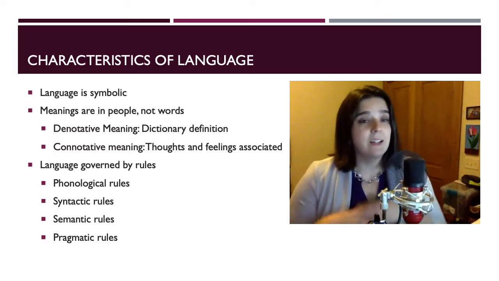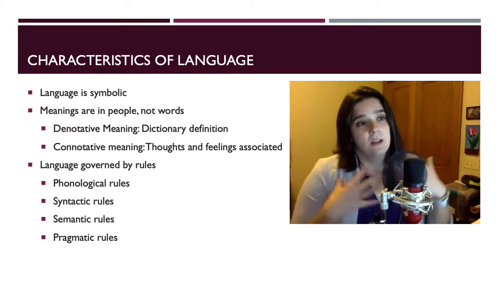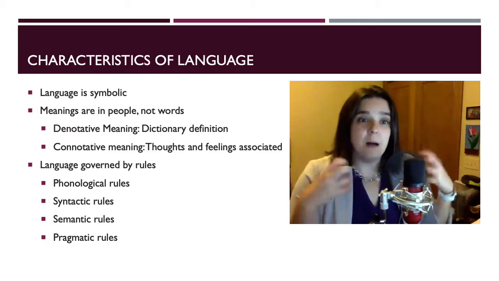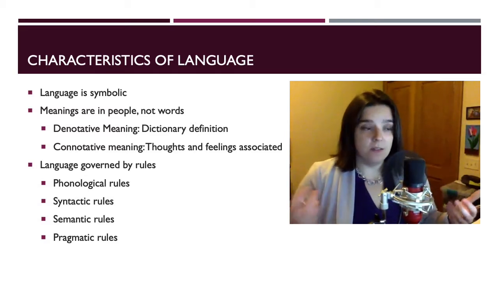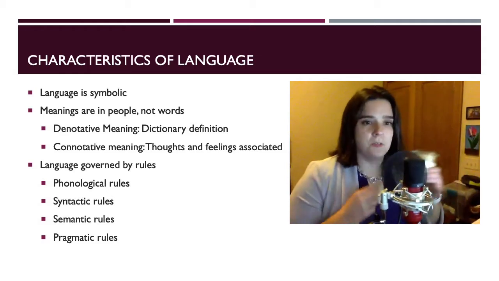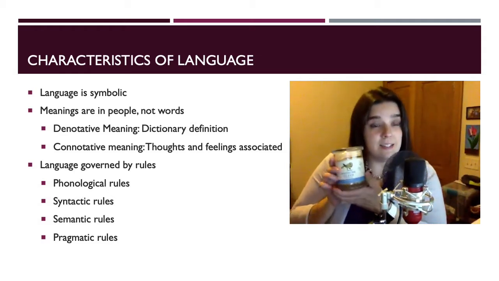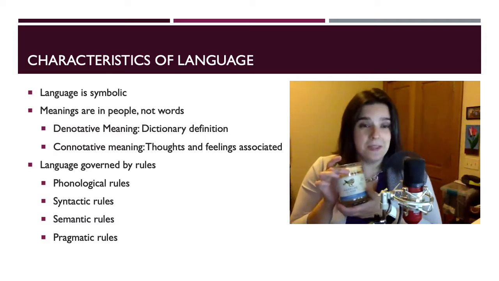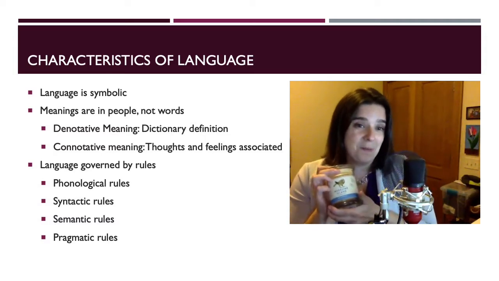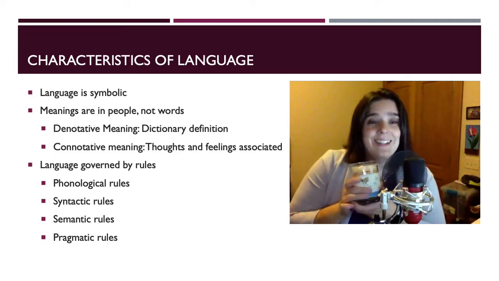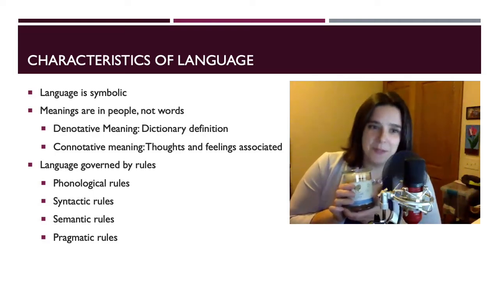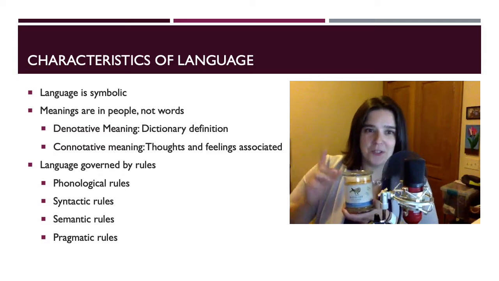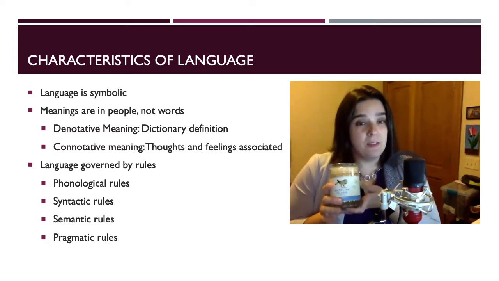And the first is that language is symbolic. When we use a word, it's symbolic of something else. For example, I'm going to choose this right here. This is a candle. It is a pumpkin spice candle from the Madeline Island Candle Company, which is an island in, yep, you guessed it, Lake Superior. Comes full circle.